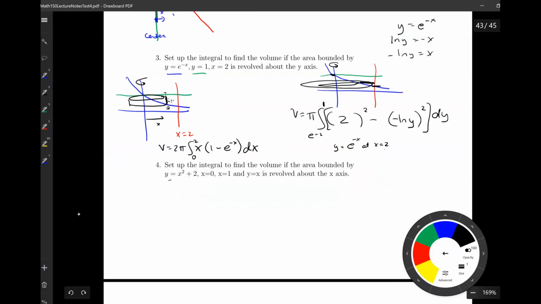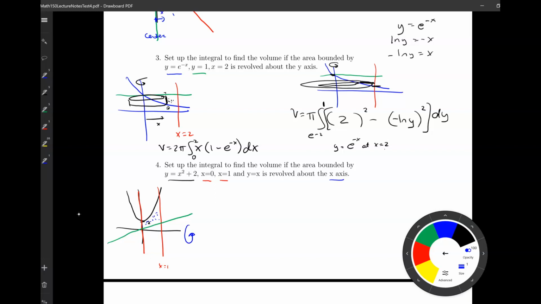All right, one last one here. y equals x squared plus 2, a parabola shifted up, with x equals 0 here, and x equals 1 here. And then I've got y equals x, which looks like this. So the area that's bounded is this, and I'm revolving it about the x-axis. If I tried to make rectangles parallel to the axis of rotation, I see different top and bottom functions. So drawing parallel rectangles is not a good idea in this case.